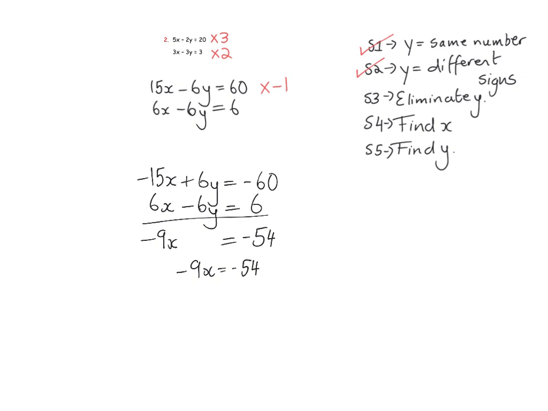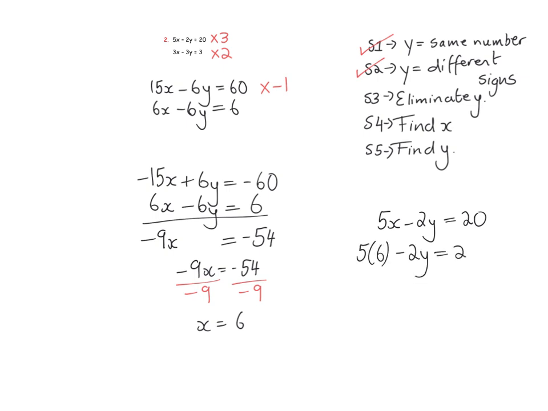We need to find x, so we're going to divide both sides by minus 9. And we'll be left with x is equal to 6. Then we have what x is now. We need to find what y is. So we go back and we write out one of the equations from the top. I'm going to choose the first one. And we replace the x with 6. So it becomes 5 times 6 minus 2y is equal to 20.